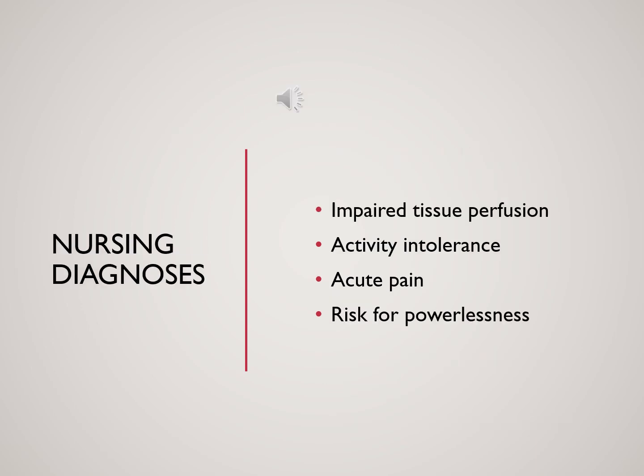So our nursing diagnoses: we look at impaired tissue perfusion related to sickling of RBCs with the resulting decreased oxygen-carrying capacity and tissue hypoxia. We have activity intolerance related to hypoxemia resulting from the sickling RBCs. There's acute pain related to the clumping of the sickled RBCs in the capillary beds, resulting in tissue ischemia. A risk for powerlessness is related to the frequent sickling cell crises, often for no apparent reason.